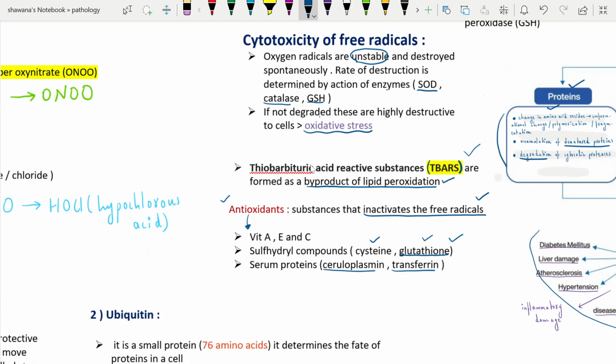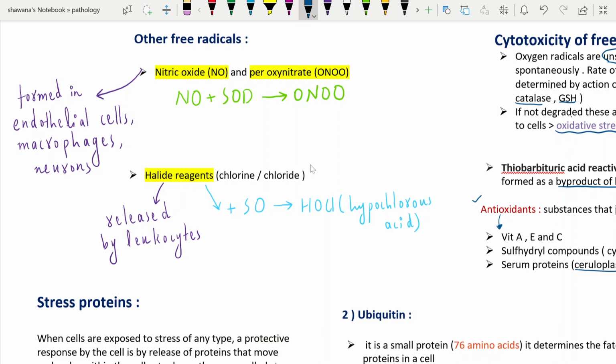Other free radicals include nitric oxide and peroxynitrite. Nitric oxide is formed in the endothelial cells, macrophages, and neurons, and it is a vasodilator in the endothelial cells. With the help of superoxide, it can be converted into peroxynitrite.